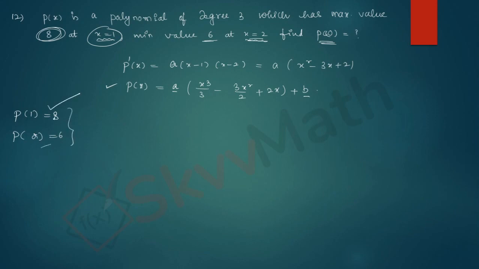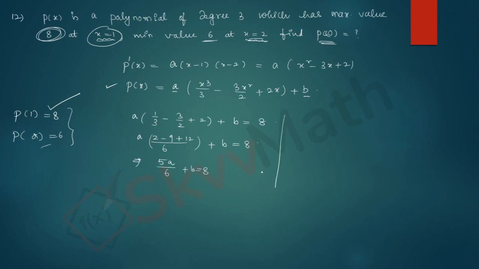So first of all I use p of 1 is equal to 8. If you substitute x equals 1, a into 1 by 3 minus 3 by 2 plus 2, plus b, which is equal to 8. So a into, if you take 6 LCM, 2 minus 9 plus 12 over 6, plus b is equal to 8. So 12 minus 9 is 3, 3 plus 2 is 5. So 5a by 6 plus b is equal to 8.